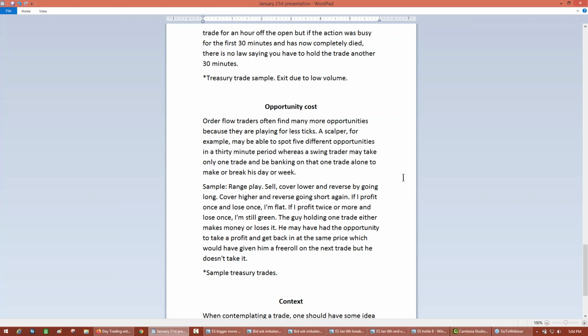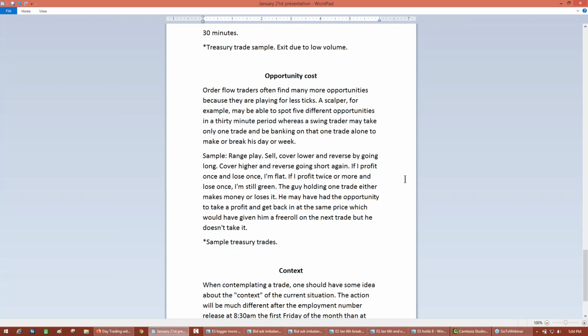A sample of that would be a range play. Sometimes a short-term range establishes itself, and you might be able to sell it. It goes lower, you buy and cover. You don't only buy and cover, you buy and reverse and go long. Then the market goes back up, you cover and sell it to go short again, and then it drops back down. Or maybe it goes through you. But the point is, in a situation like that, if you hit once and miss once, you come out flat. If you hit twice or more and miss once, you're probably going to be in the green. You know what I mean?